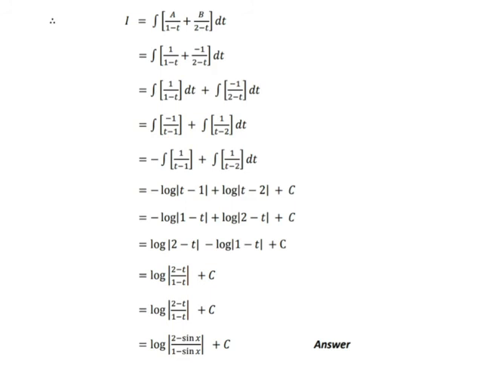Now, on integrating the partial fractions separately, we will be getting somewhat like this: log of (2 minus t) upon (1 minus t). So, which is in the second last line. And this is your answer. And remember, since in the given problem there is no t given to you, your final answer should be in the form of sine x, because they have given it to you in terms of sine x.